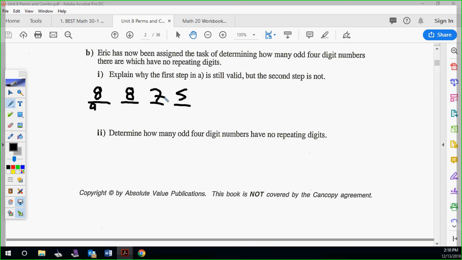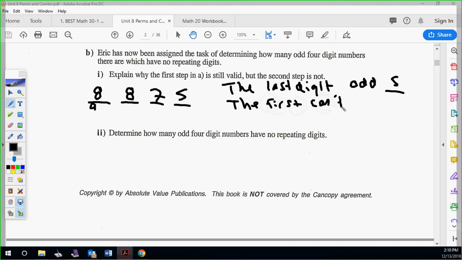Okay, so I'll kind of write out a little bit. So the last digit's still odd. So 5. The first can't be 0, or the last number. So that means it went from 10 minus 2, so it has 8 options. Used to have 10 options, can't be 0 or the number we picked, so now it's 8, so that's why the front's 8.